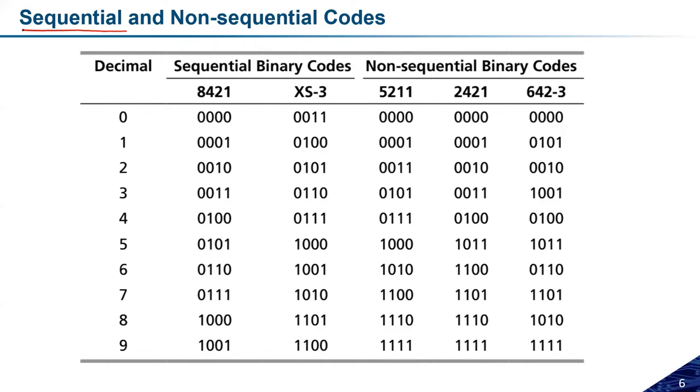Any code can come under the sequential code. It can be the weighted code. It can be the self-complementary code. These are all features, and any code can hold any of the features I'm just explaining. The feature could be like weight.